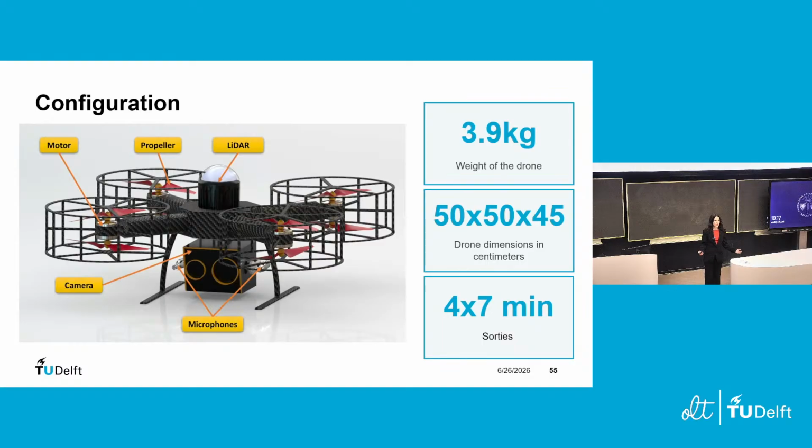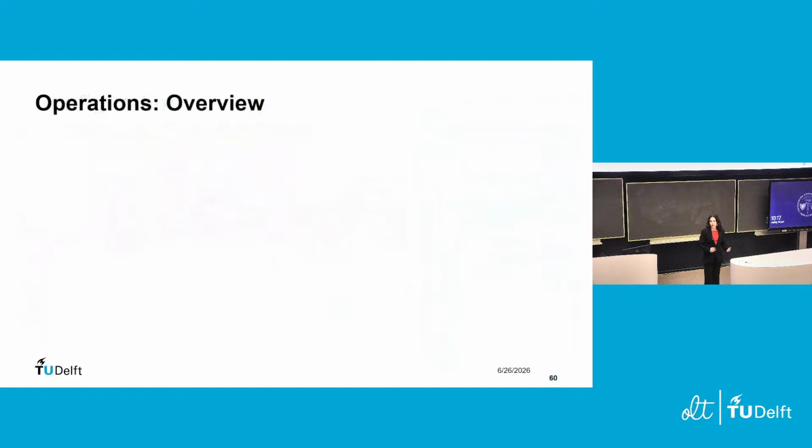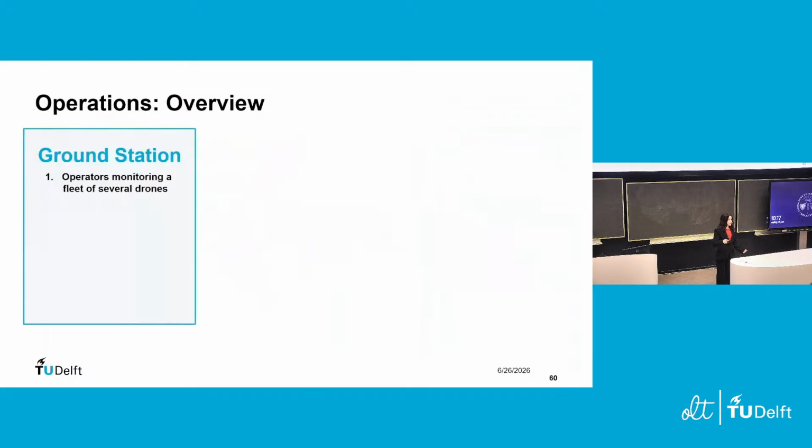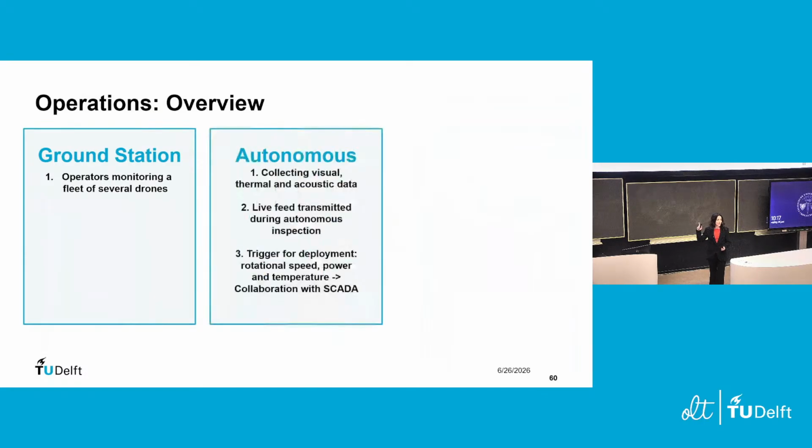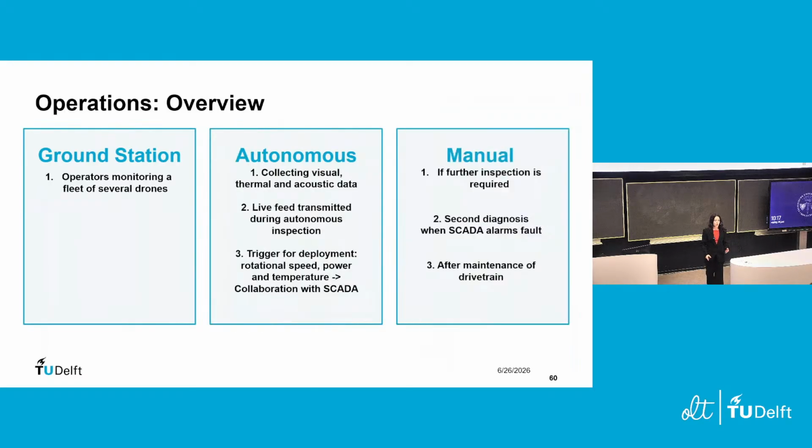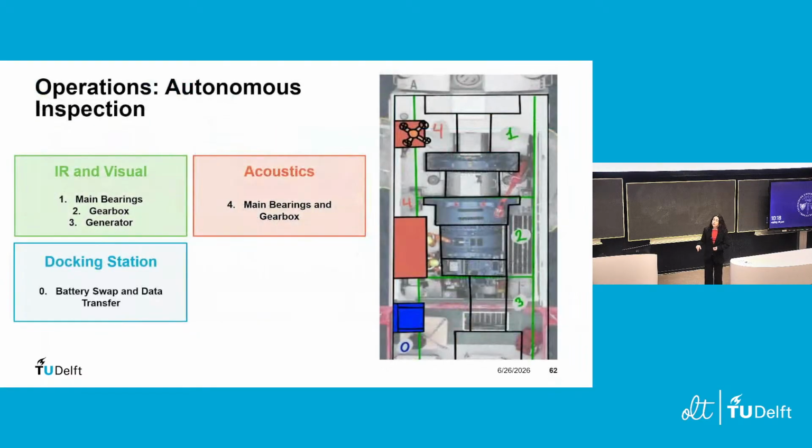But what is a drone without a mission, right? We need to look into that a bit more closely. Our operations are split into 3 main parts. The ground station, where the operators are closely monitoring a fleet of drones through an amazing user interface. The autonomous mission, where our drone will, on its own, fly around the drivetrain and collect data on the different components and possible faults. And the manual mission, where, if SCADA or our drone detects a fault in the drivetrain, the operators on the mainland can remotely control the drone to go closer to the drivetrain and further inspect this fault.